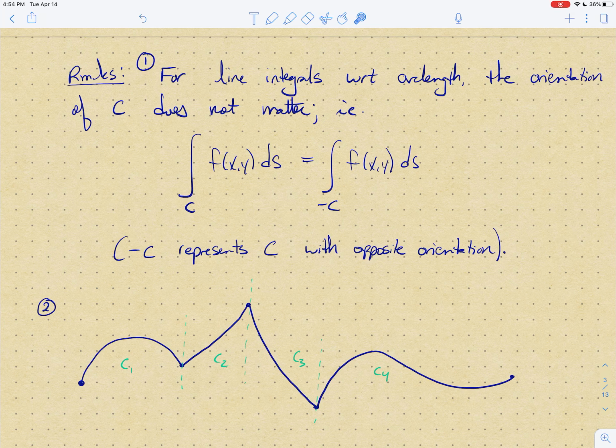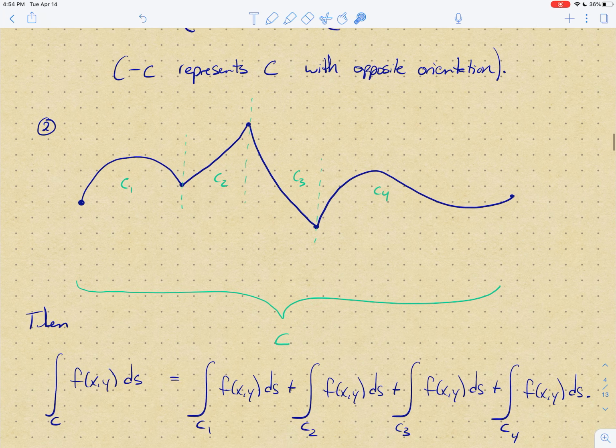It's really important that we realize that orientation will matter for all other kinds of line integrals, but for line integrals with respect to arc length, the orientation doesn't matter.